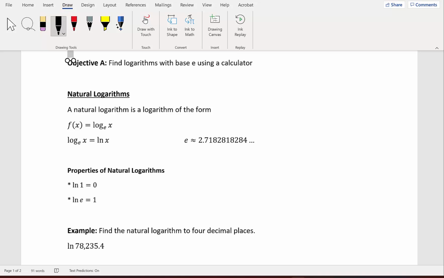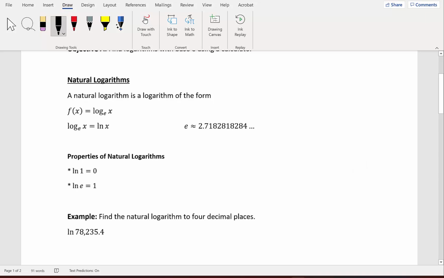Now, natural log is one of the logs that you have on your calculator. The first button on your calculator says log, L-O-G. This is when your log is base 10, which is what we saw in the previous section. ln is also on your calculator. This means you have a log of base e.